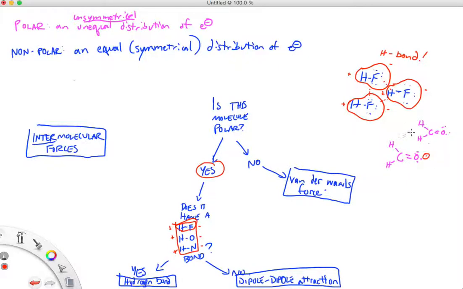You wouldn't know that just by looking at this molecule, but I know that since I've been teaching this for a little while. This is going to be relatively positive. That's going to be relatively negative. So there's going to be some attraction here. What's that attraction called? Well, it's polar.